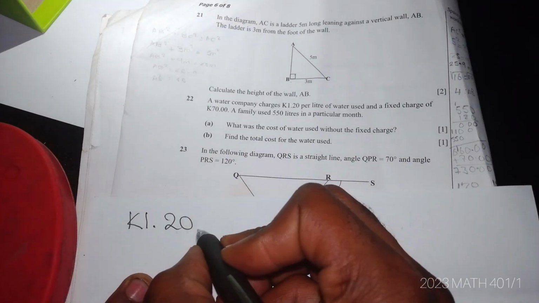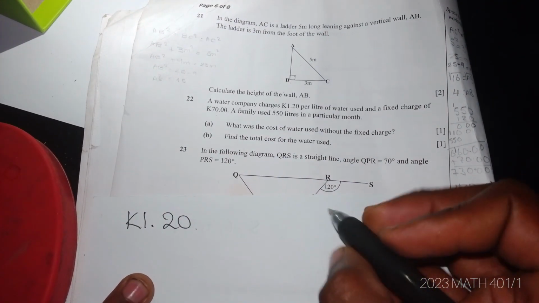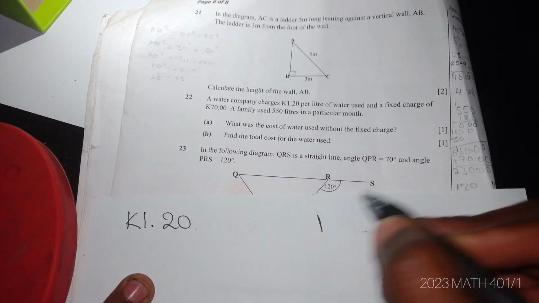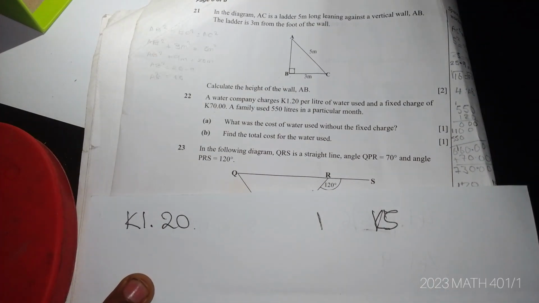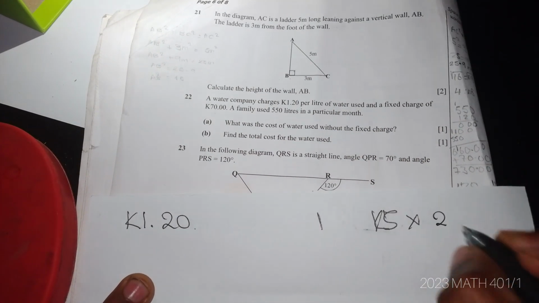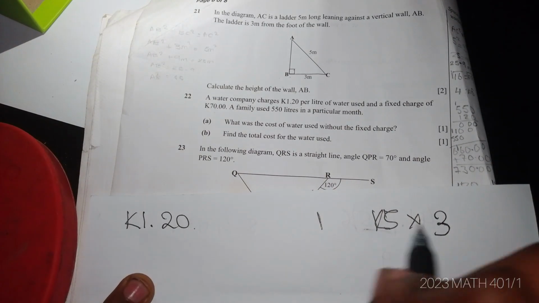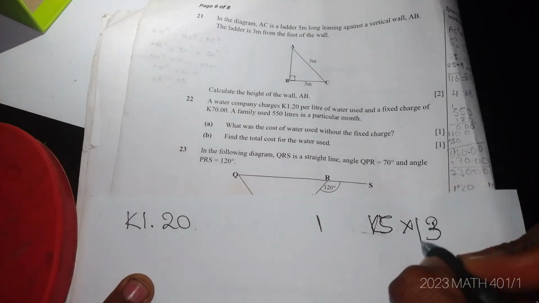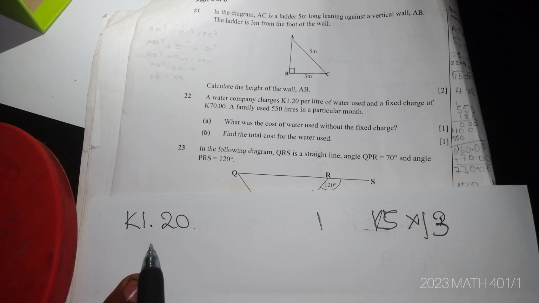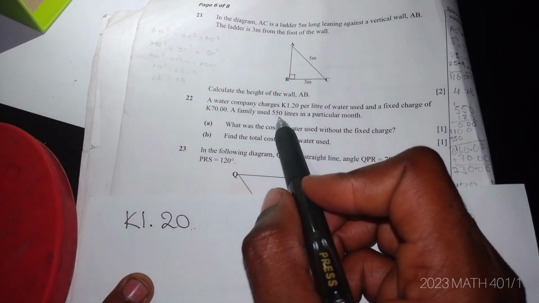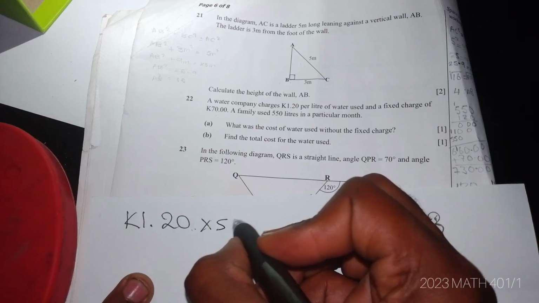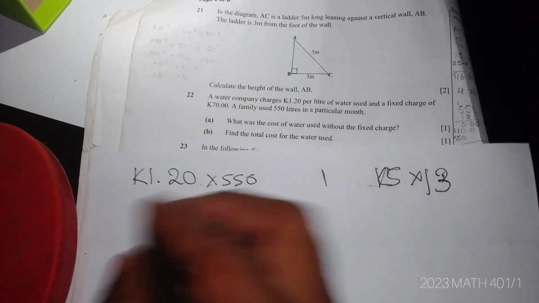So this is per liter. Remember, if you buy one pack of popcorns at 5 kwacha, then to get 2, you have to multiply this by 2. To get 3, you have to multiply 5 by 3. To get 13, you have to multiply this by 13. The same applies to this. 1 liter, 1 kwacha 20 ngwe. 550 liters, you multiply this by that. So let's multiply these two numbers.